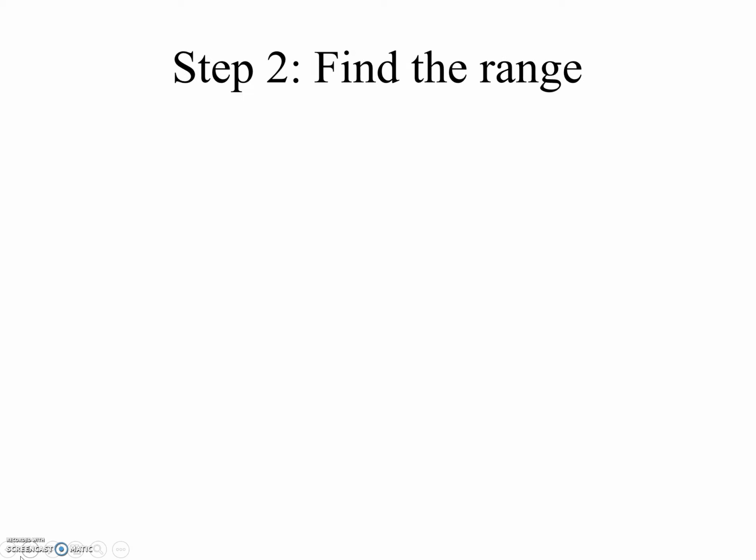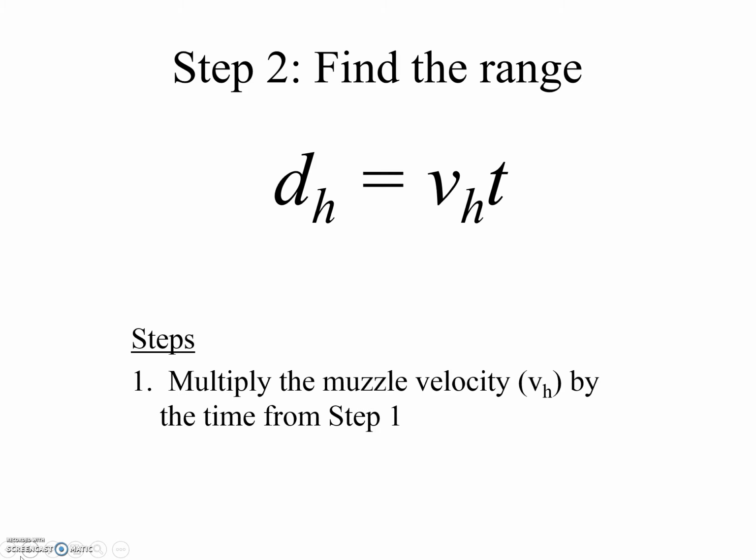Once we have that, we'll be able to calculate the horizontal range for our projectile. And the equation that we're going to use for that is d sub h equals v sub h times t. So in other words, the horizontal distance, or the range, equals the horizontal velocity times the time. So our steps in our calculation are going to be to multiply the muzzle velocity, which is our initial velocity or our horizontal velocity, and we're going to multiply it by the time that we got in step number 1 of our calculations.